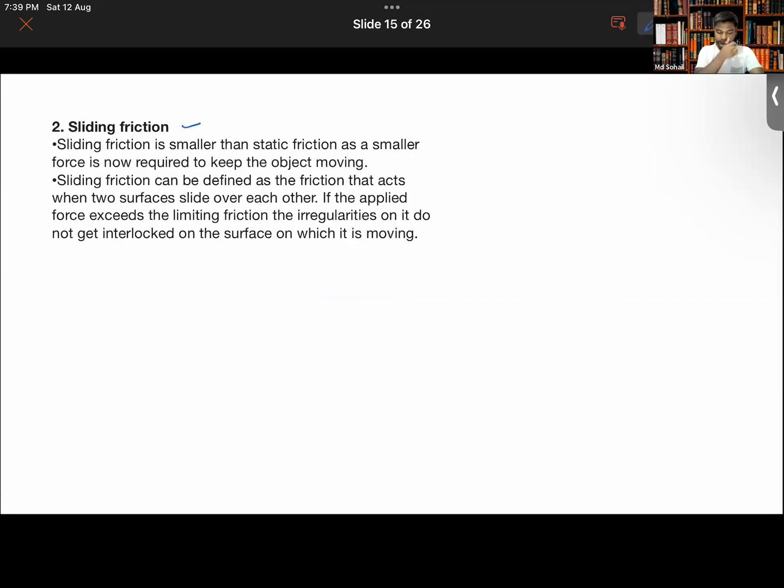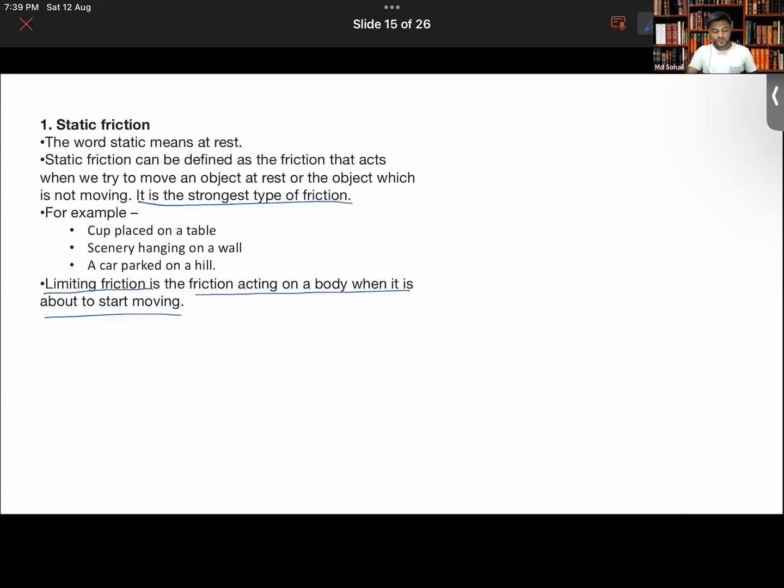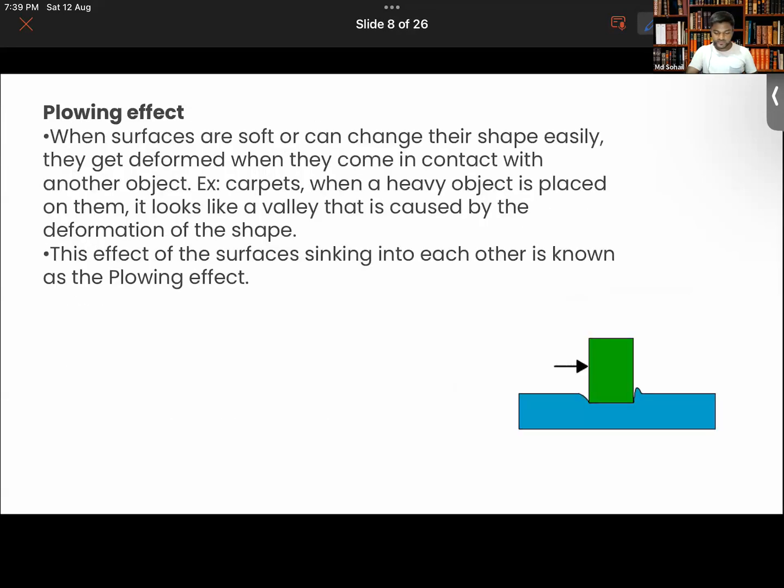Basically, what happens now here in sliding friction, the surfaces of the objects are made up of what looks like hills and troughs, right? So they basically get interlocked into each other. And then we had some effects as well. We discussed in this one, the flowing effect now.